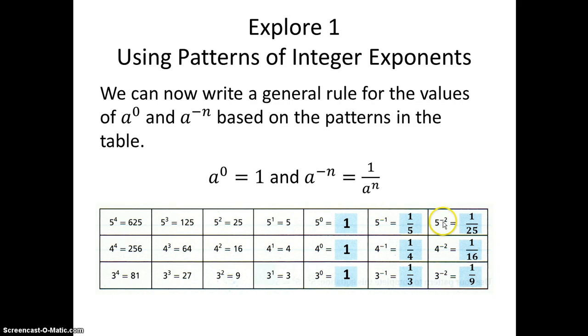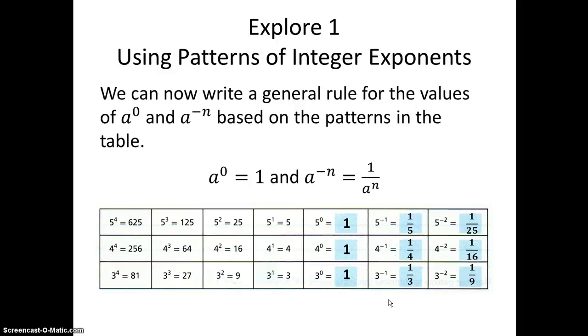5 to the power negative 2 is just 1 over 5 squared. 5 squared is 25. 4 to the power negative 1 is just 1 over 4 to the power 1, which is just 4. 4 to the power negative 2 is 1 over 4 squared, and remember that 4 squared is 16, and so on and so forth.